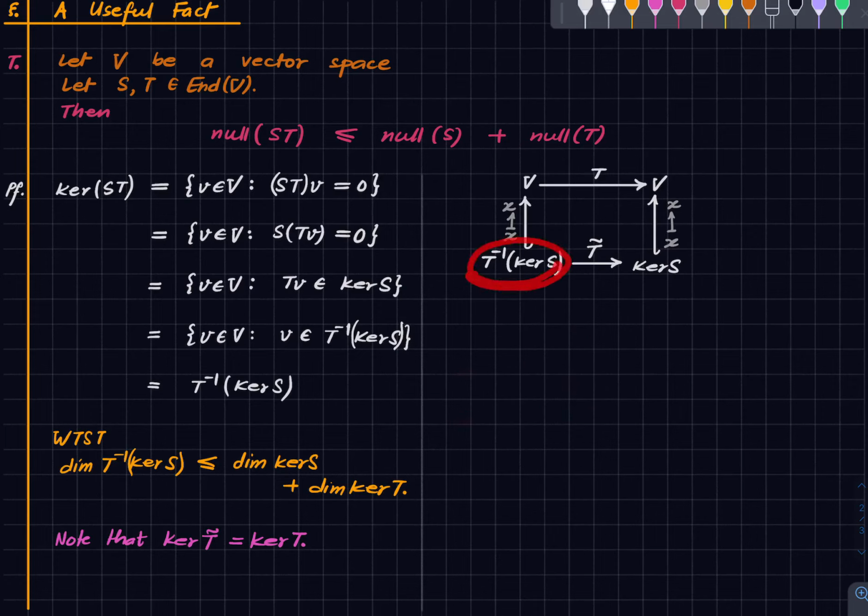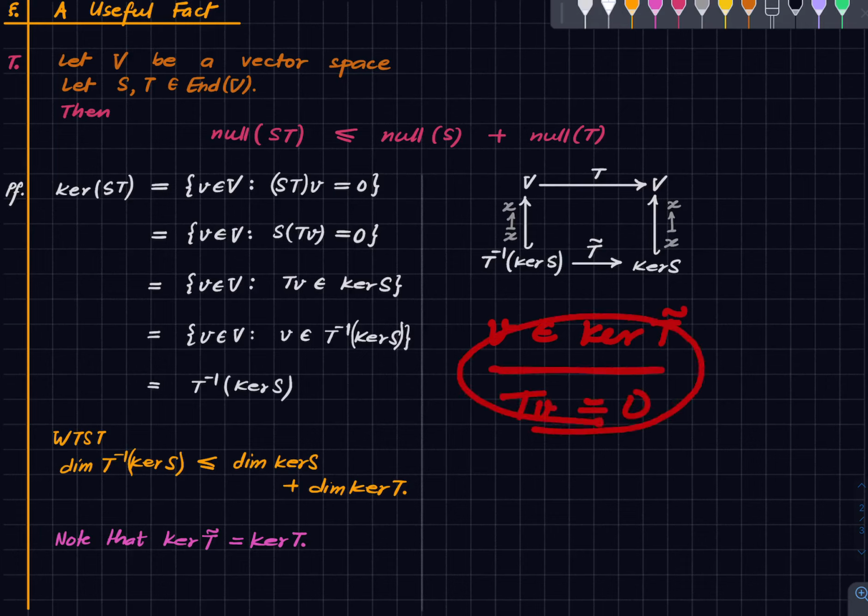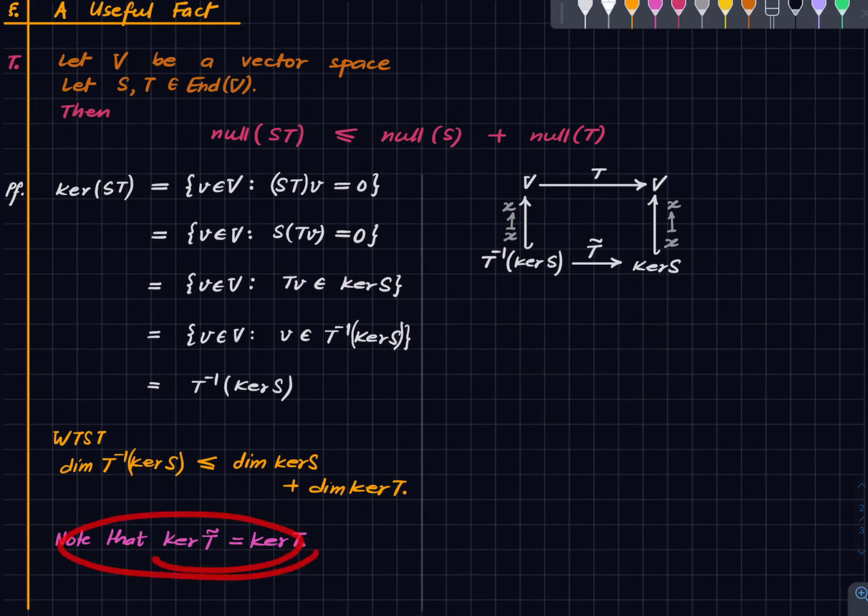And now if V is in the kernel of T tilde, then T of V is 0 and hence V is in the kernel of T. I maybe garbled my speech a little bit there, but this is very simple to verify. And now apply the first isomorphism theorem to this map. We do not apply the first isomorphism theorem directly to this, but to that.